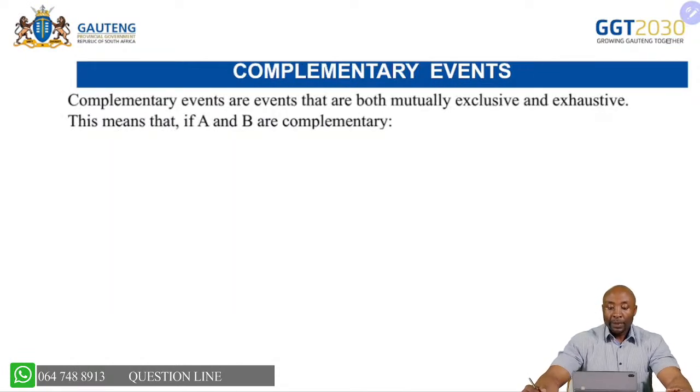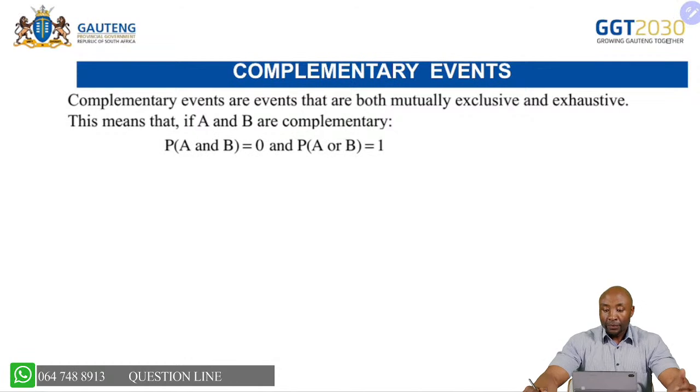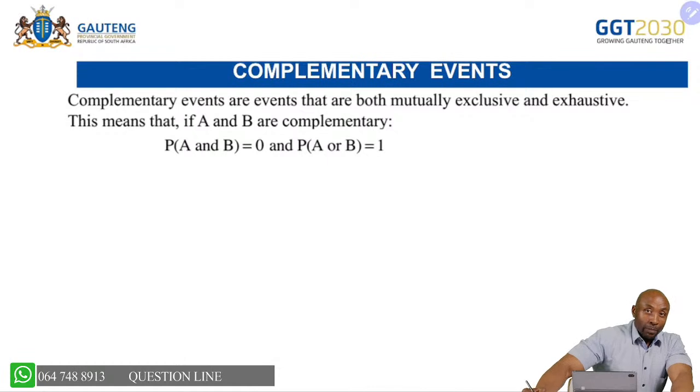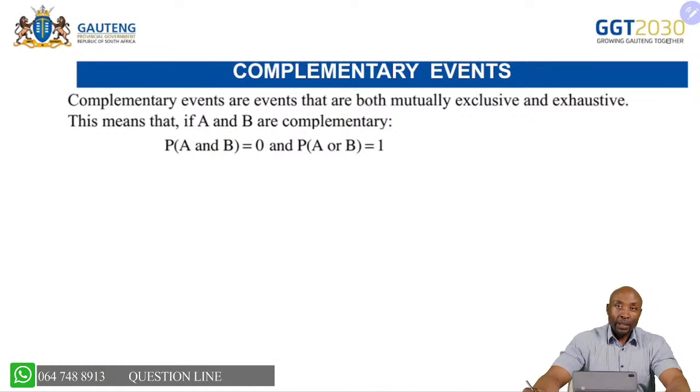We move on to complementary events. We touched on these last week, that's why I'm moving very fast on them. The probability for mutually exclusive events, we have looked at them. We said the probability of A or B is given by the probability of A plus the probability of B. Complementary events are events that are both mutually exclusive as well as exhaustive. And we know that the probability of A or B is equal to 1, and the probability of A and B is 0.